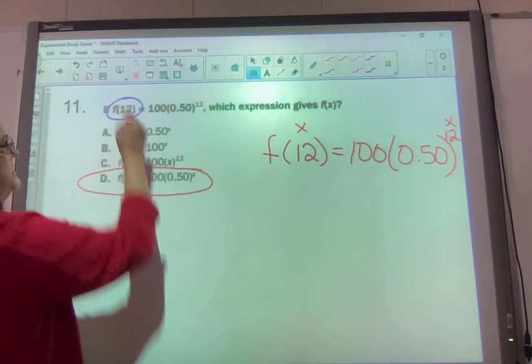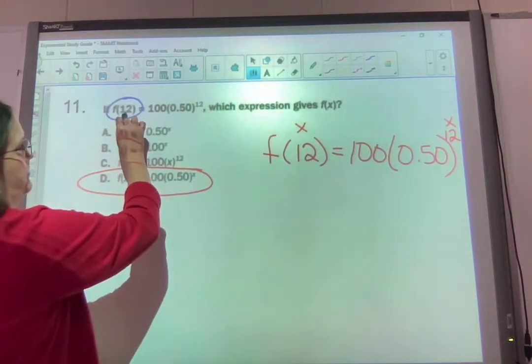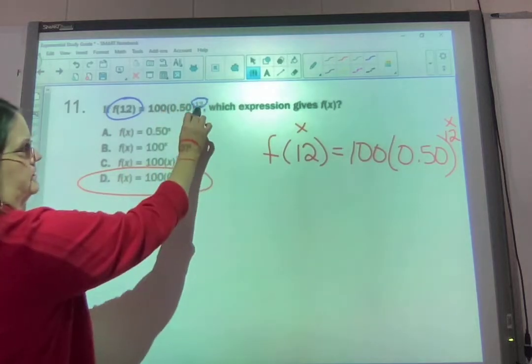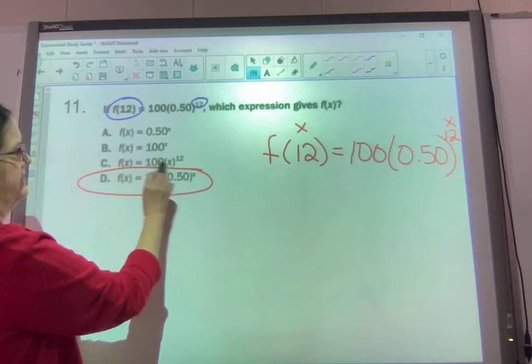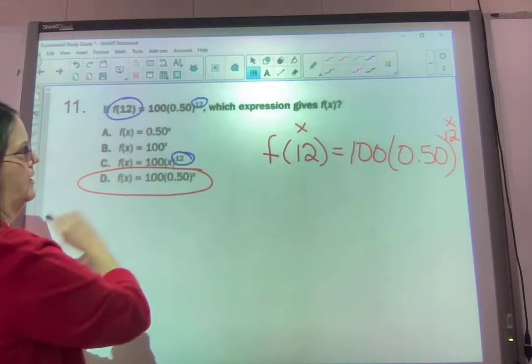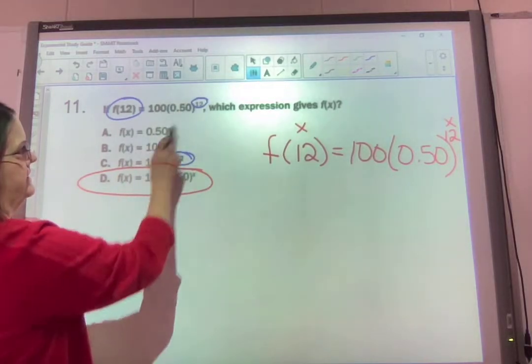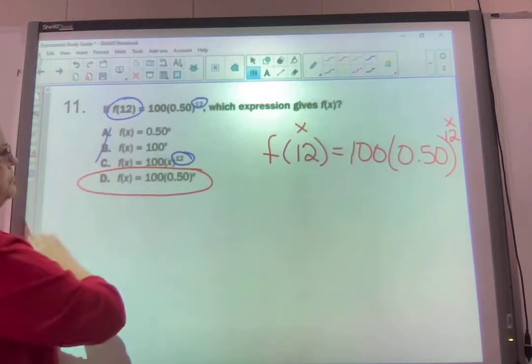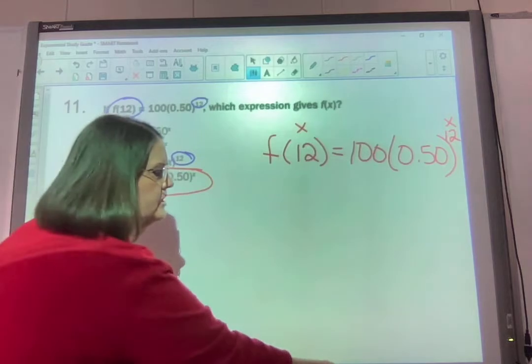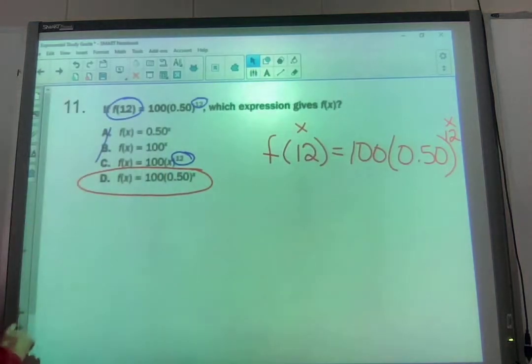Remember that this represents f of x. So 12 is your x. So wherever 12 is, that's where your x is. This one has f of x in this, but it's got the 12 still there. And this one, it doesn't even have the 0.5. This one has the 0.5, but not the 100. These two are obviously out. You should at least be able to guess 50-50.